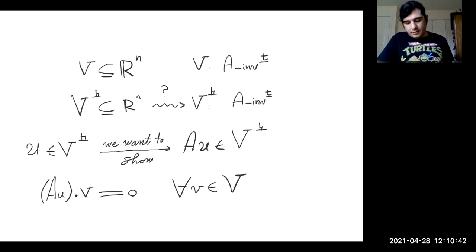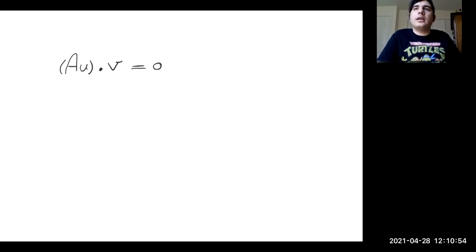Now, maybe I would go to the next page. So I want to show that AU inner product with V is 0 for any vector V in the space V. Okay, how can I do that? Let's choose a property similar to the previous statement.